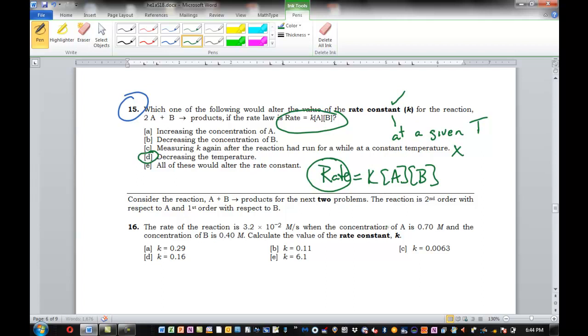What about decreasing the concentration of B? Same thing. Decrease concentration of B, the rate changes. The rate constant depends on the temperature. It's a constant for that reaction at a given T. All right. Make sure you know that. You'll probably see it on the retest.